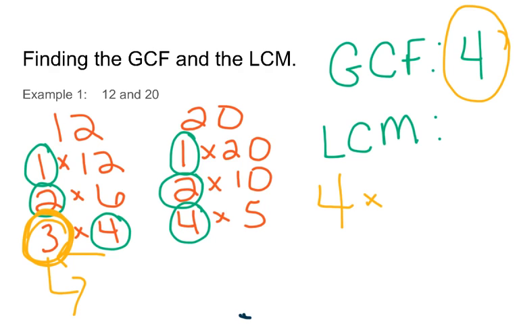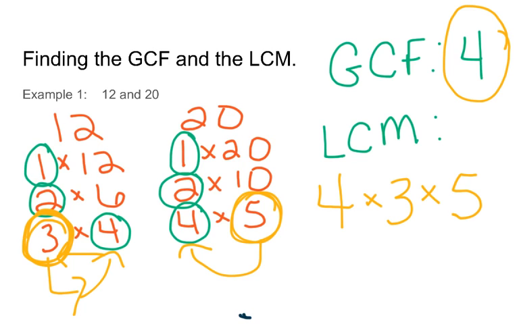And in 20, 5 is paired with 4. So 3 is paired with the 4, and 5 is paired with the 4. So to find the least common multiple, we take our GCF and we multiply it by what was paired with the 4 in the first number times what was paired with 4 in our second number.